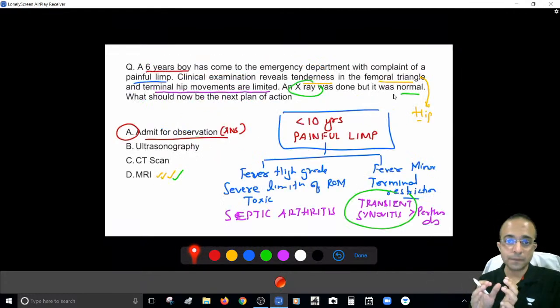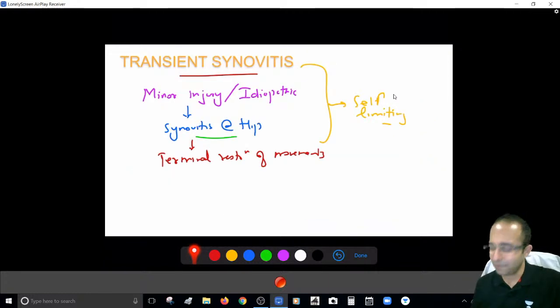In this case, you're not talking of septic arthritis. So no point of doing ultrasound or MRI as per the protocol in septic arthritis. It is observation hip. So you're admitting for observation that this is observation hip. In maybe a week or so, since it is self-limiting, the symptoms will disappear.